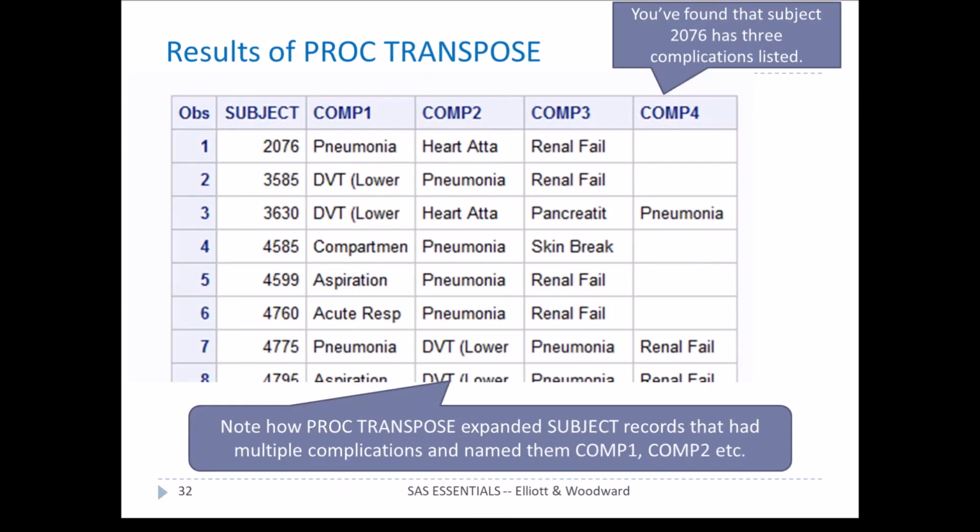Okay, and so here are the results. Notice we have subjects and we have a number of complications. So subject number 2076 had 3 complications: pneumonia, heart attack, and renal failure. Notice some of them are truncated because I've truncated the number of characters in each column. So this is how PROC TRANSPOSE can help us put one subject or one entity on each line when there are multiple ones in the original data set.